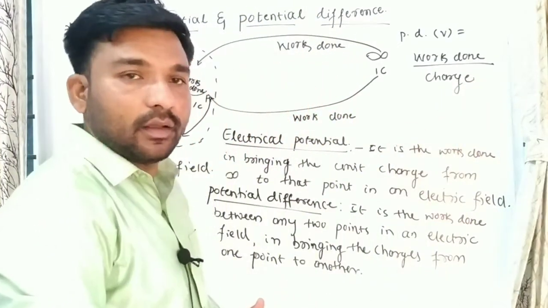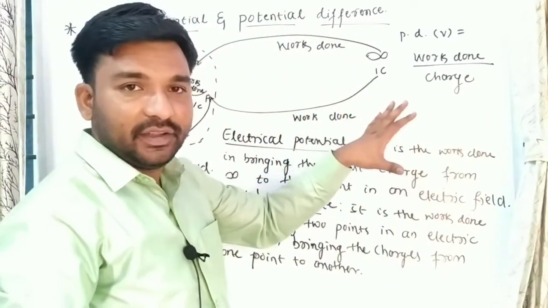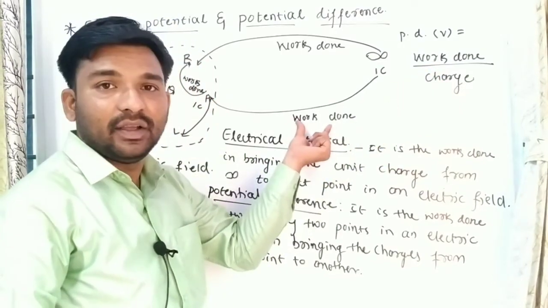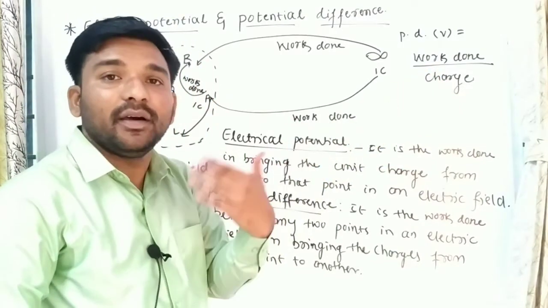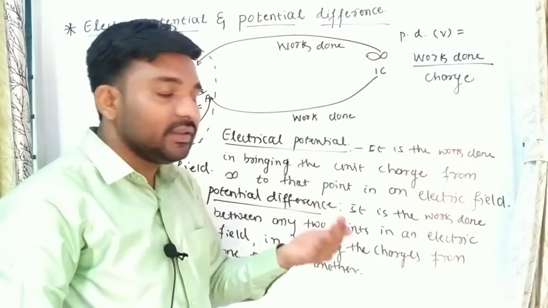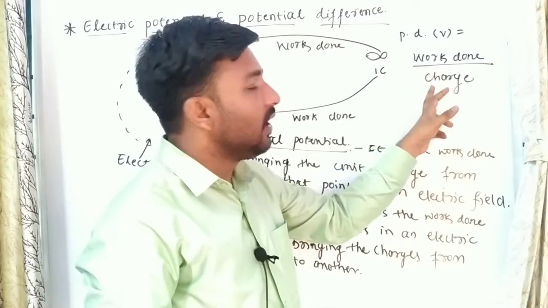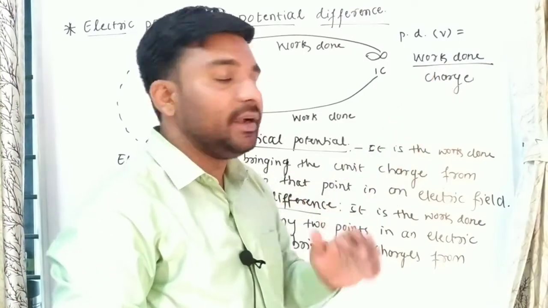Fine. So potential difference is what? It is the work done. So which kind of work is going on? That is to move the charges. So this will be the formula for the potential difference.